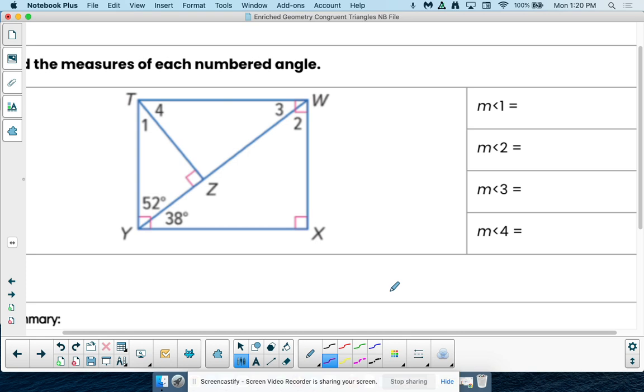A lot of them are going to feel like you're repeating, and that's okay. In January, it will make sense when we go over properties of a quadrilateral, why they get repeated.